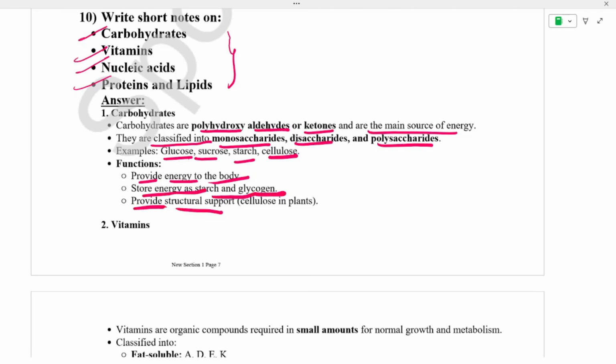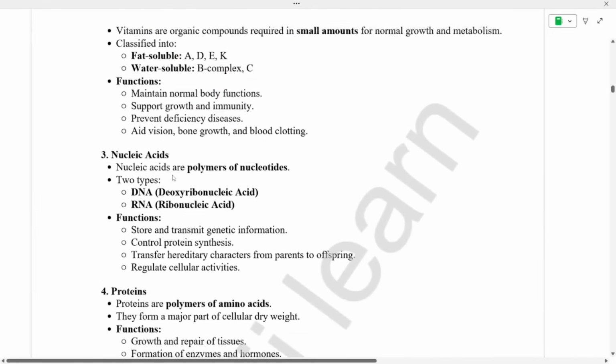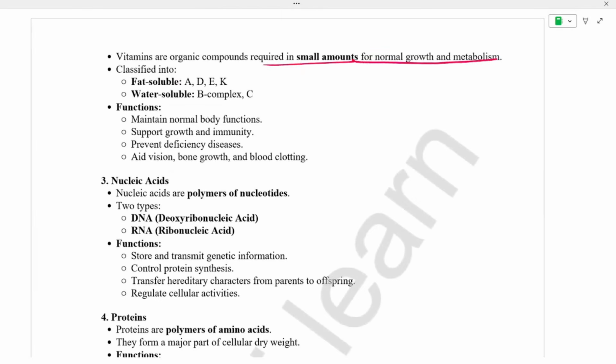support. Next, if we see the vitamins, vitamins are nothing but organic compounds required in small amounts for normal growth and metabolism. They are classified into fat soluble and water soluble: A, D, E, K and B complex and C. Next, the function I have given, you can see this also.